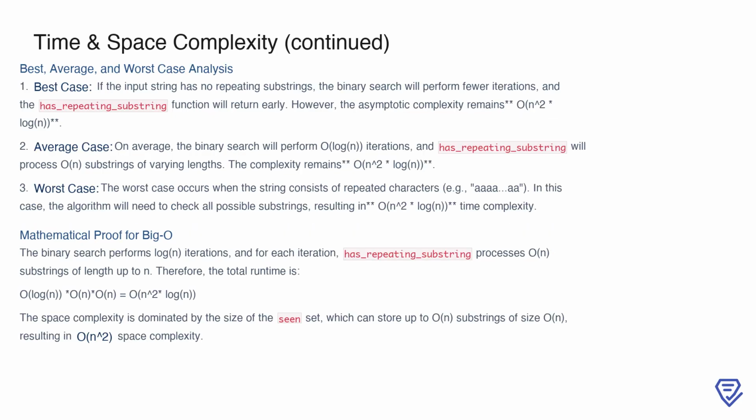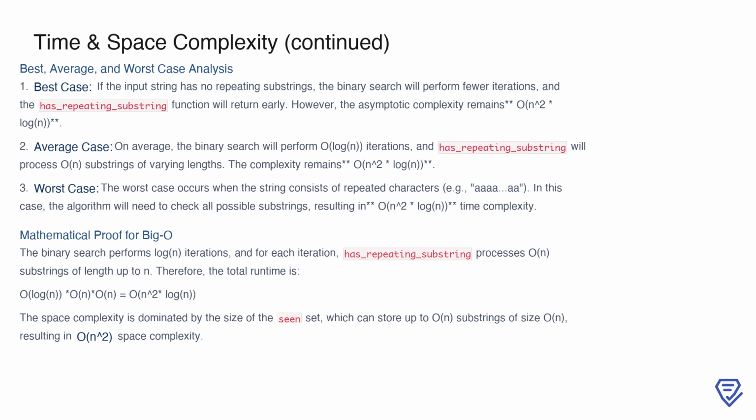Now, let's consider the best, average, and worst-case scenarios for this algorithm. In the best case, if the input string has no repeating substrings, the binary search performs fewer iterations, and the has_repeating_substring function returns early. However, the asymptotic complexity remains O(n squared * log n). In the average case, the binary search typically performs O(log n) iterations, and the has_repeating_substring function processes O(n) substrings of varying lengths. Again, the overall complexity remains O(n squared * log n).